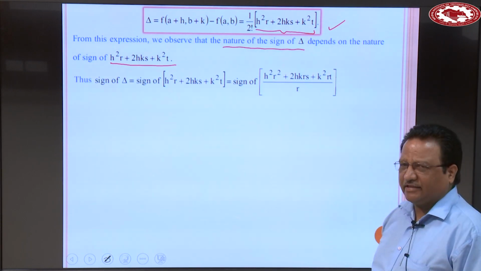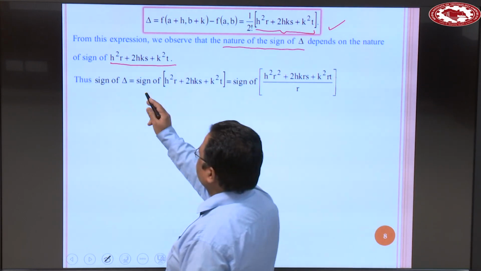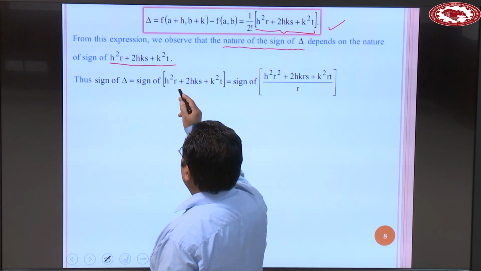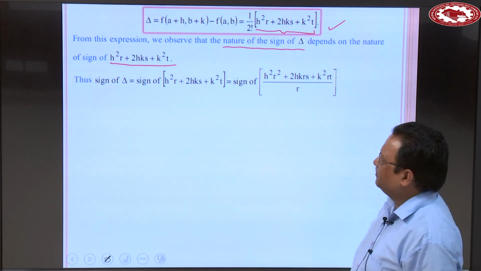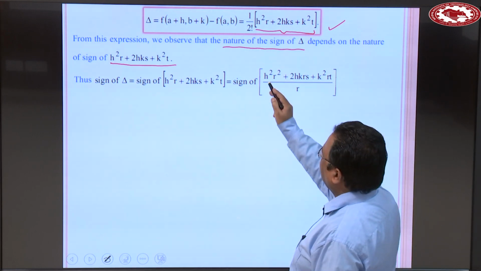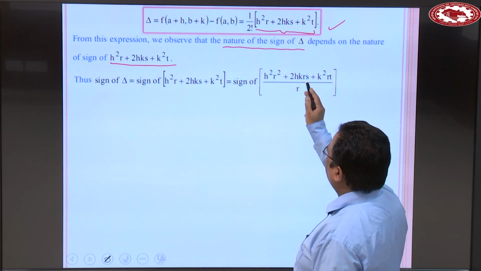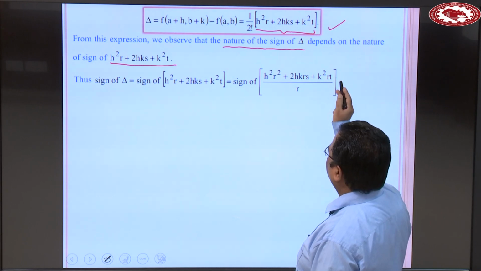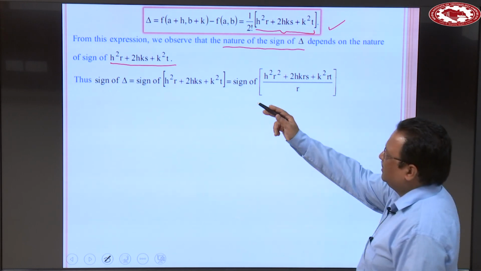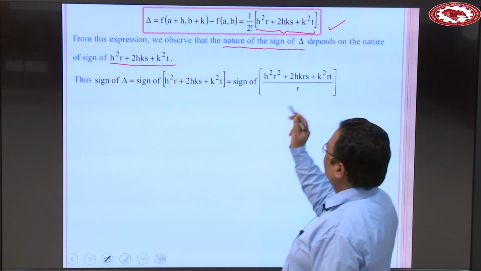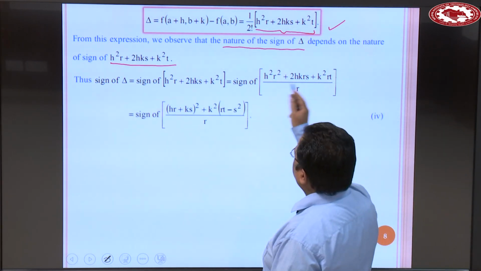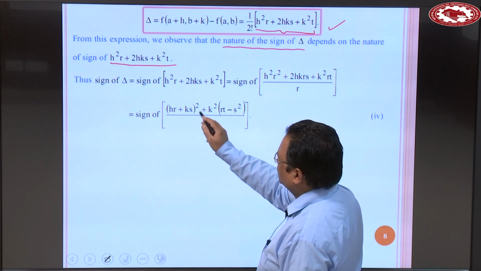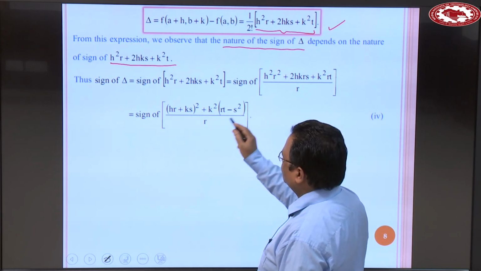Now, let us calculate the sign. So, sign of del is equal to sign of h square r plus 2 h k s plus k square t, and this means sign of h square r square plus 2 h k r s plus r k square t divided by r. So, we multiply and divide by r, and we obtain this result. Now, this bracketed term is (h r plus k s) whole square plus k square (r t minus s square), divided by r.